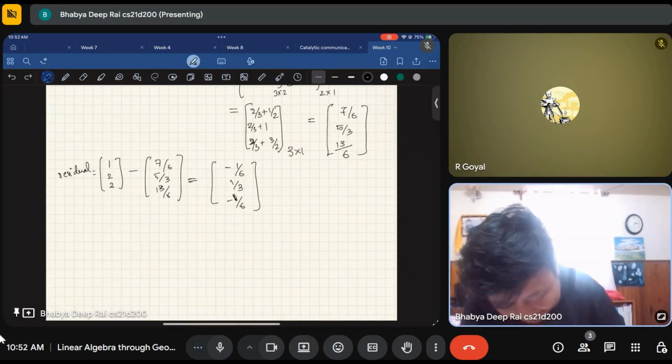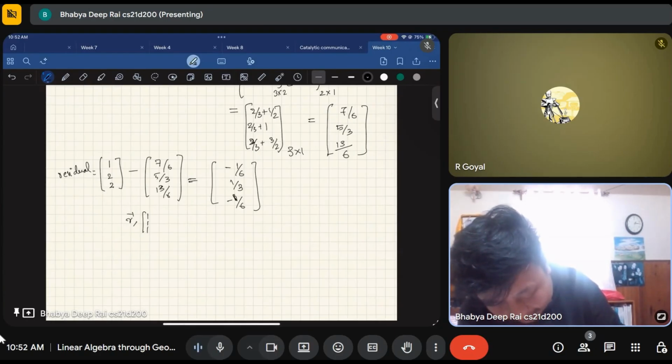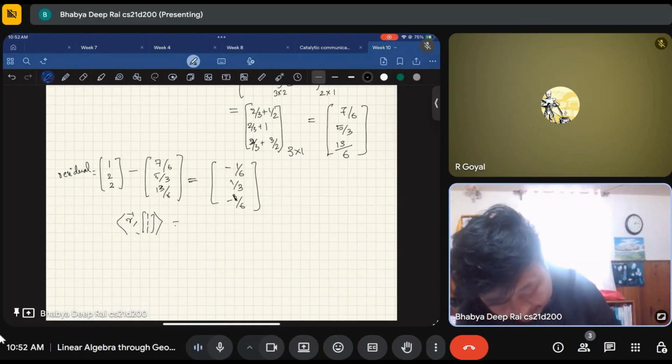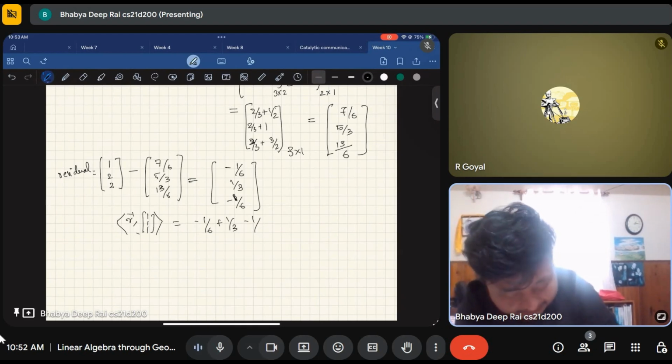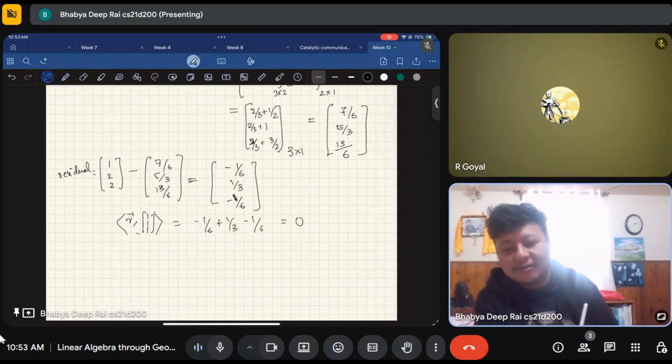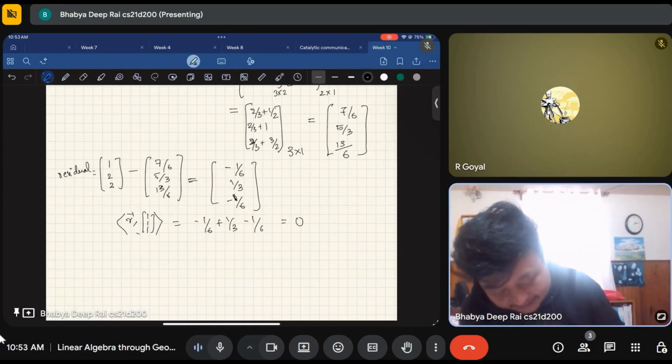So if I do R dot product with (1, 1, 1), which is equal to minus 1 by 6 plus 1 by 3 minus 1 by 6, and these two together form 1 minus 1 by 3, so this is equal to 0. So we can see that it is indeed orthogonal to the column space. The residual is indeed orthogonal.